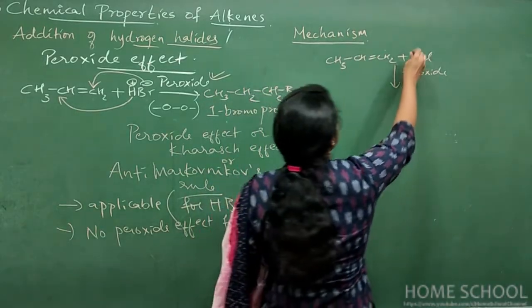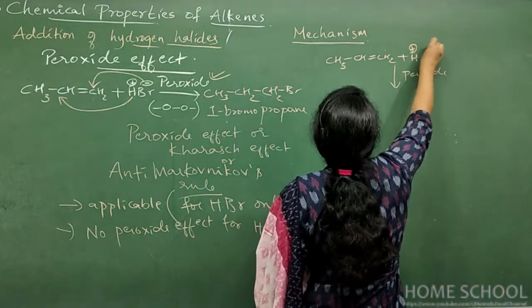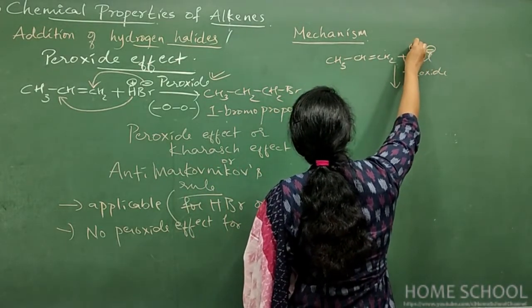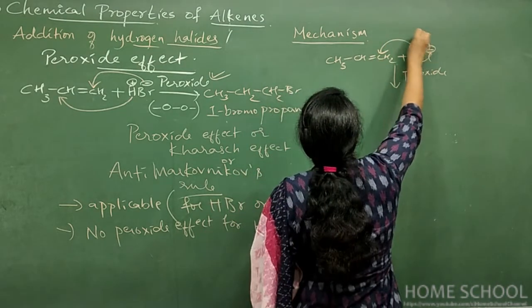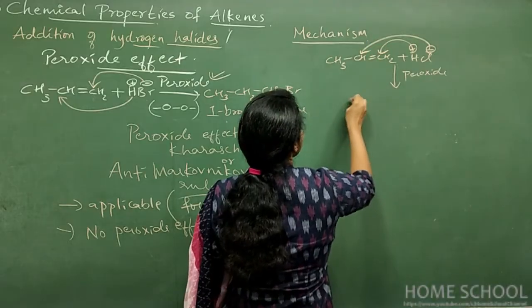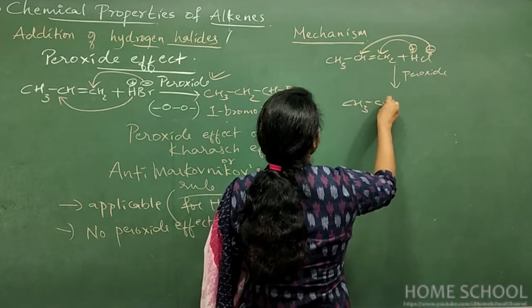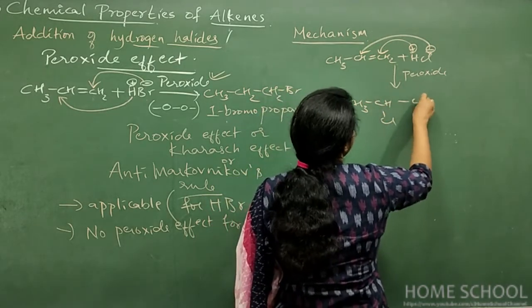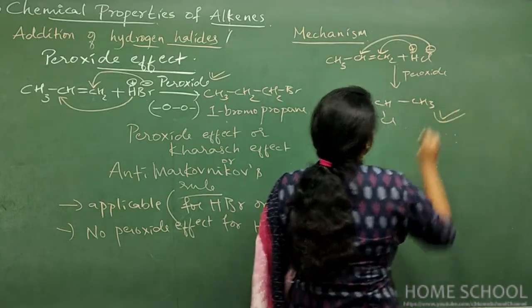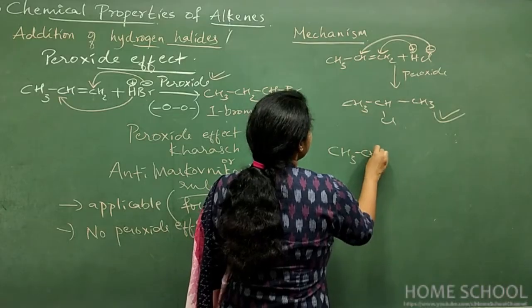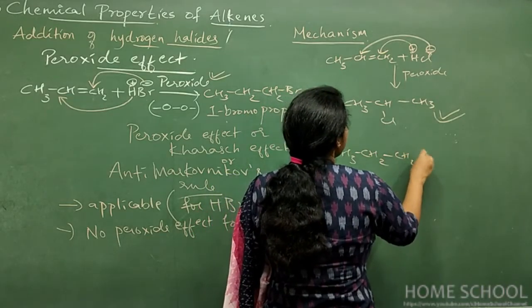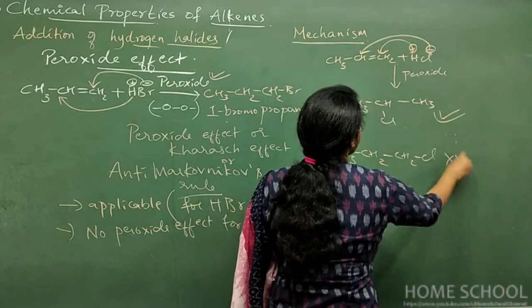But here, there is no peroxide effect. No peroxide effect in the sense that the positive one is added to the carbon having more number of hydrogen, and the negative one is added to the carbon having less number. That is CH3, CHCl, CH3. So this is the correct product. Don't ever write the other product, because that product is completely wrong.